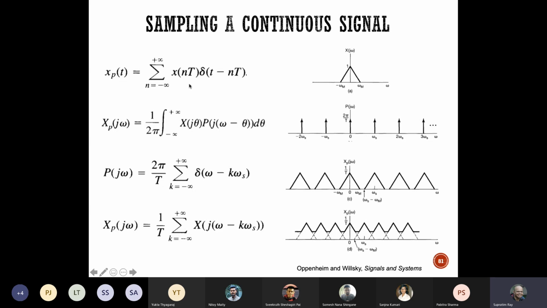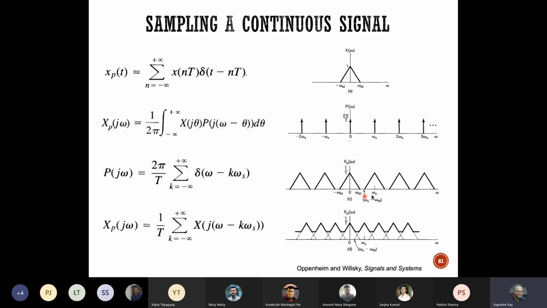So here's the sampled signal x of nT multiplied by a comb function. The comb function is shown here. In the frequency domain, it's again a comb function. So essentially, you end up making infinite copies of this. This is the Fourier transform of the original signal, here shown on top. And this is the Fourier transform of the sampled signal.